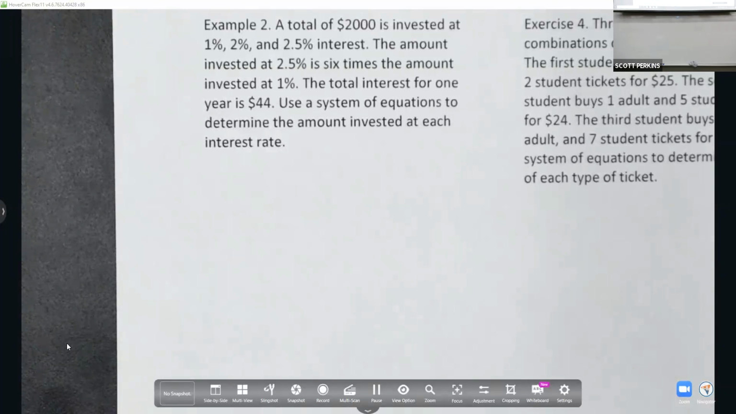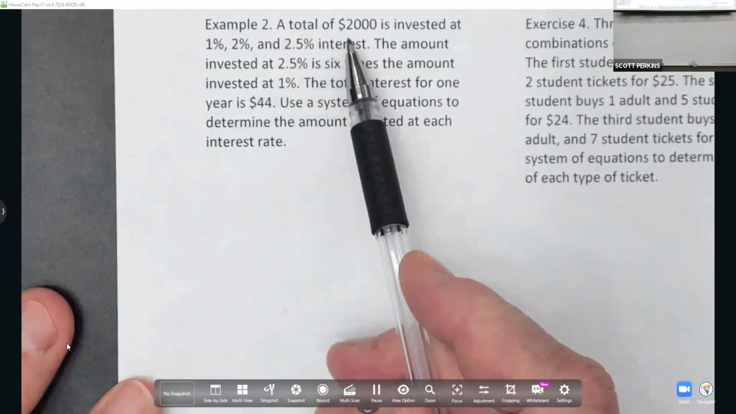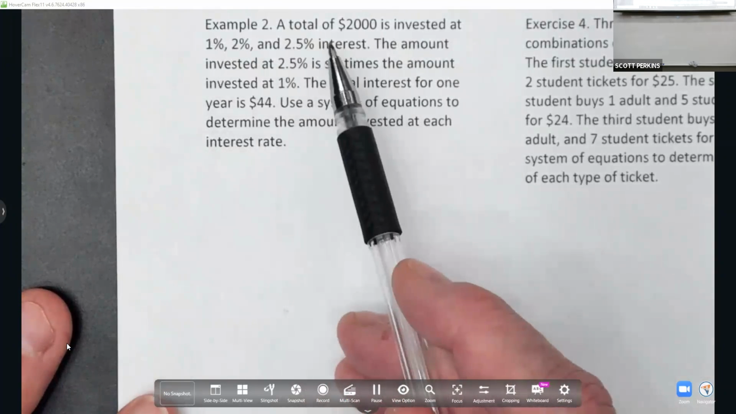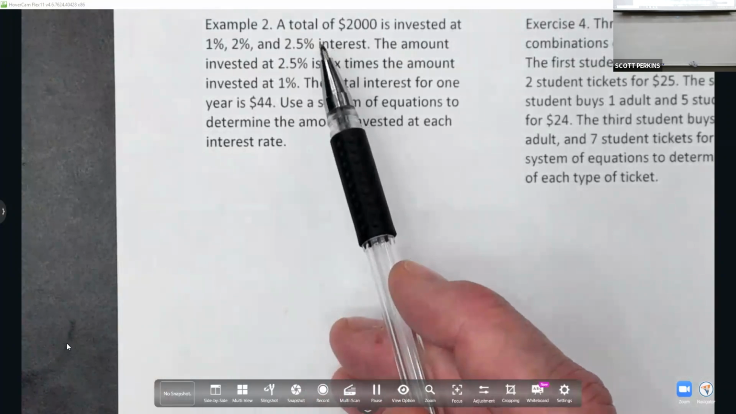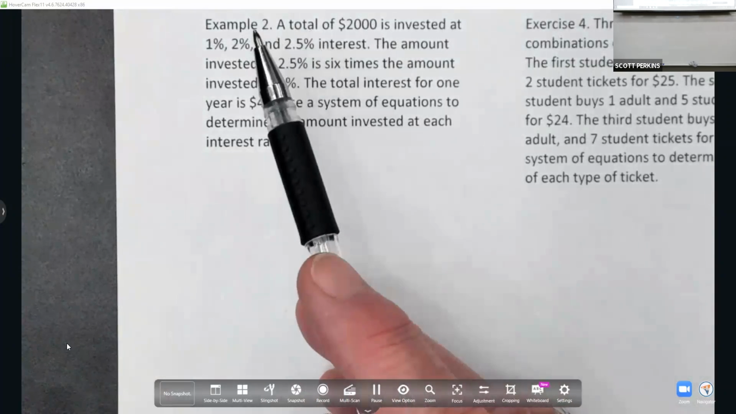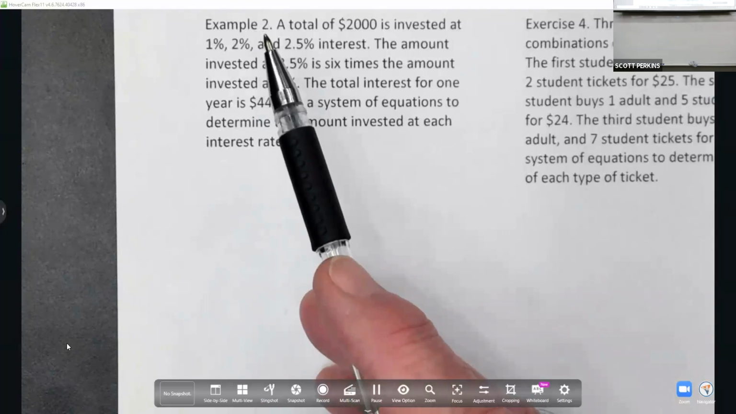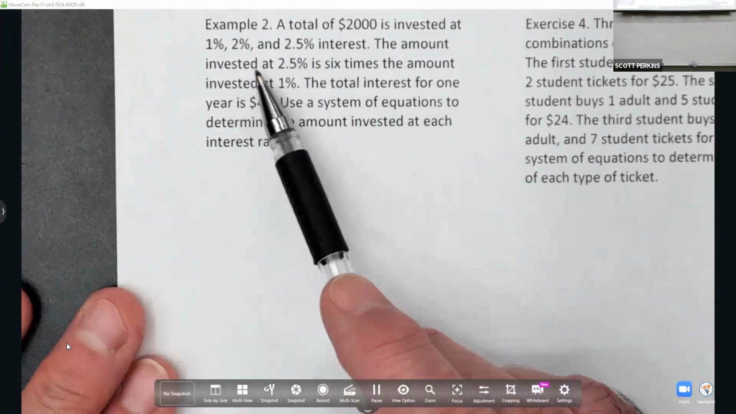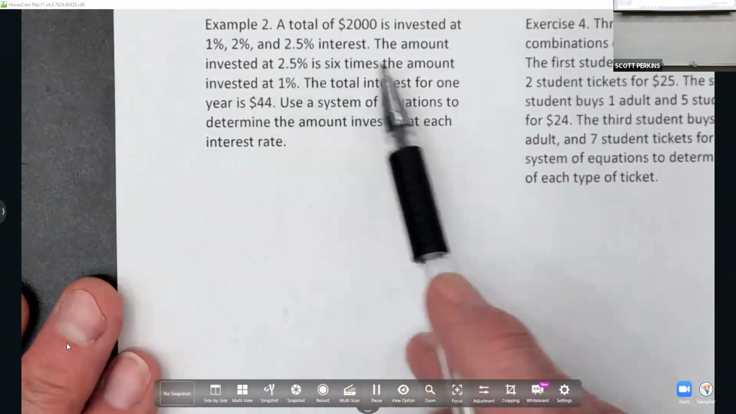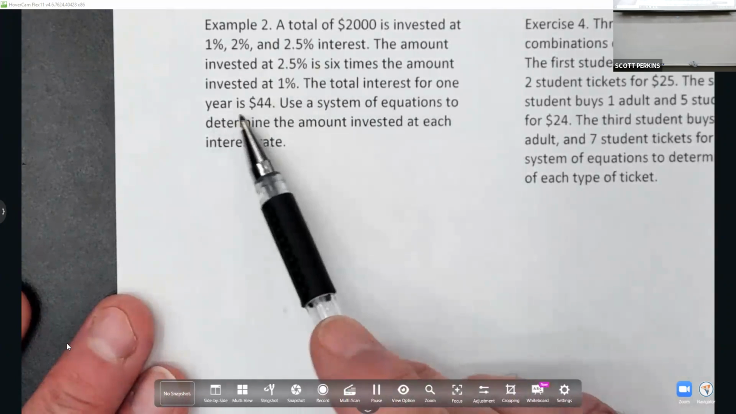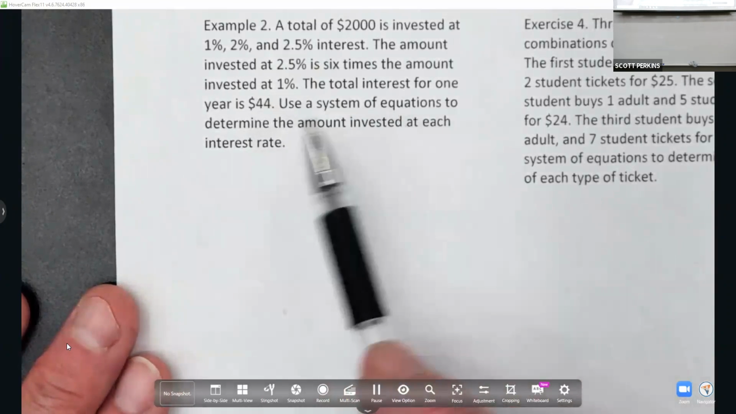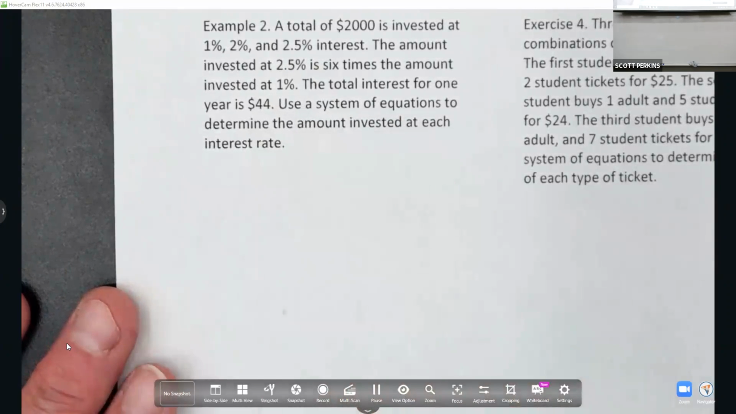So let's read through this problem, and then I'm going to give you advice on how to set up the system. It says a total of $2,000 is invested at 1%, 2%, 2.5% interest. So apparently we've got 3 different accounts. And the interest rates, all the numbers are nice and round and kept small just to keep life easy for us. The amount invested at 2.5% is 6 times the amount at 1%. The total interest for 1 year is $44. Again, nice small round numbers. Use a system of equations to determine the amount invested at each interest rate.